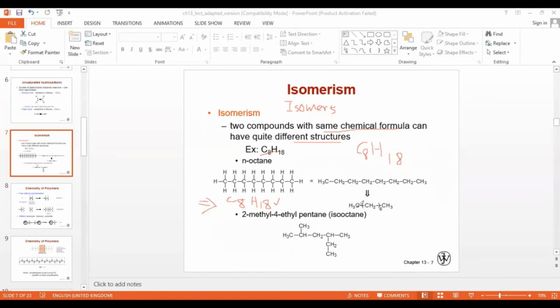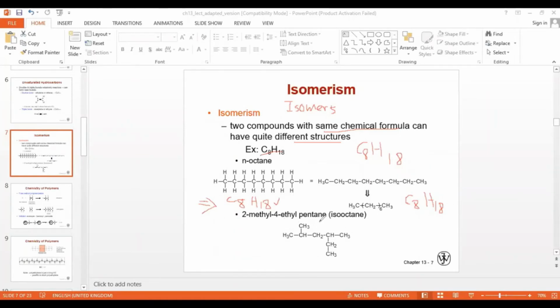So now this is CH3, CH2 6 times, CH3. Carbon: 6 into 1, 6 carbons, plus 1, 7, plus 1, 8 carbons, so C8. Hydrogen: 2 into 6, that is 12 H. 12 plus 3, 15, 15 plus 3, 18. That is C8H18. This one is C8H18.